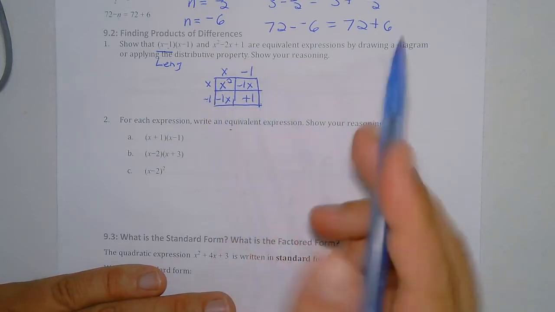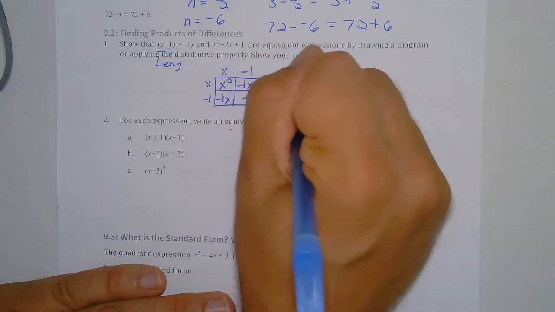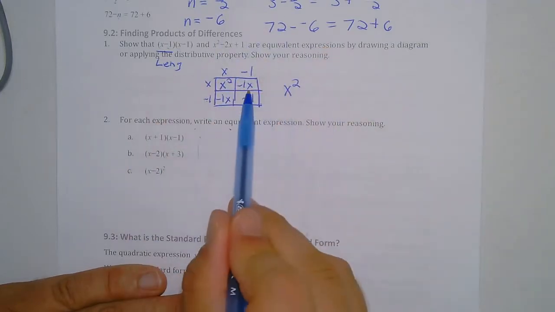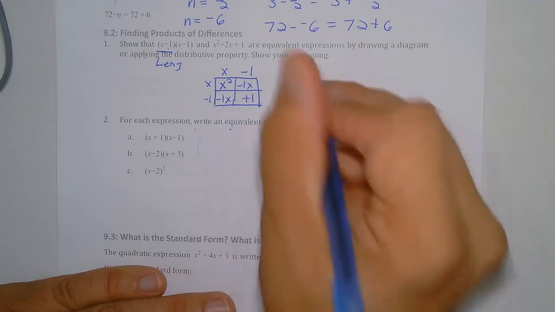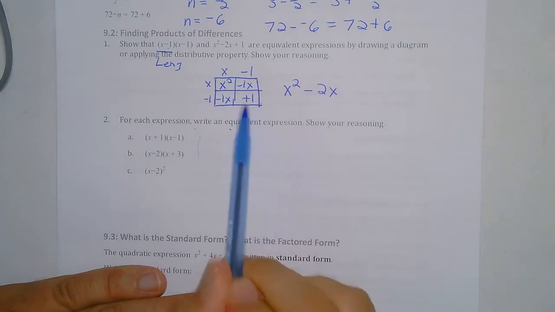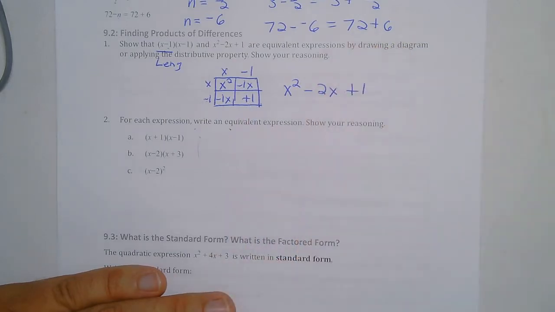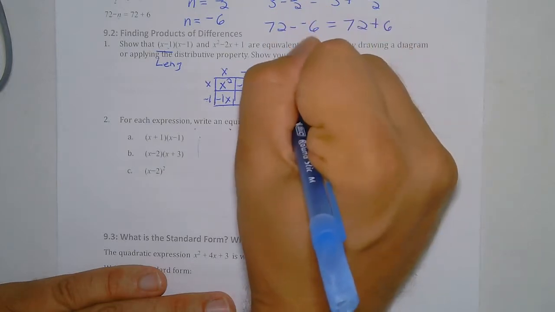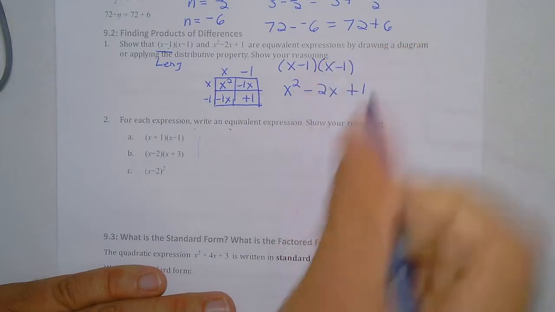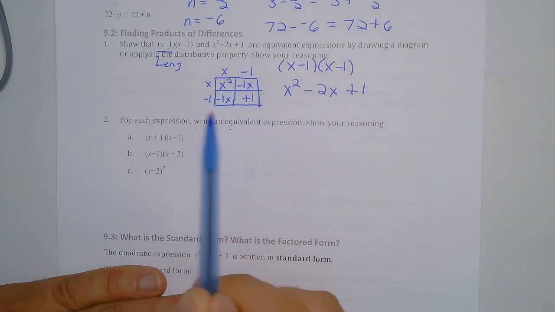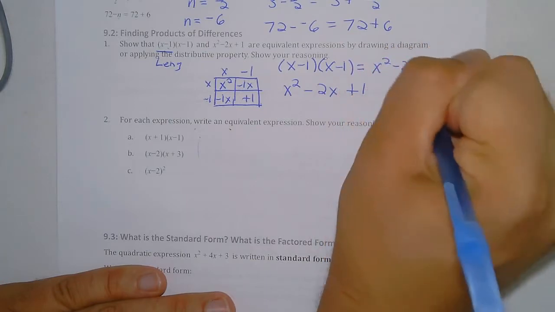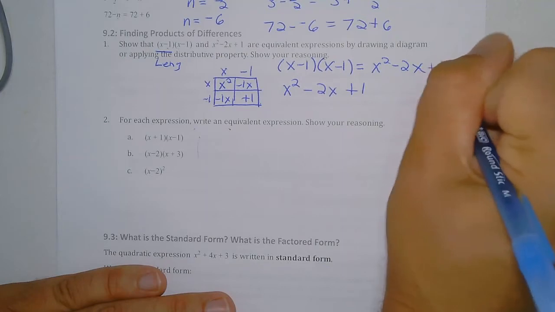So if I add now my like terms, x squared doesn't have a like term. So this is equal to x squared. Minus 1x plus another minus 1x is minus 2x. And then we would add our last piece, which would just be the plus 1. So we have just shown that x minus 1 times x minus 1, that's what we have on the outside of our area model, is equal to x squared minus 2x plus 1.